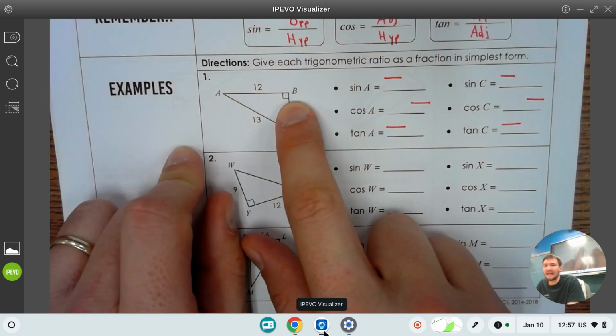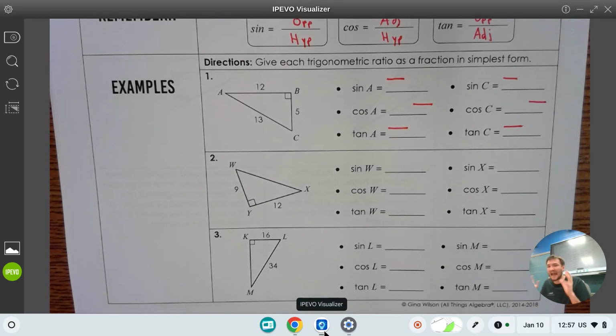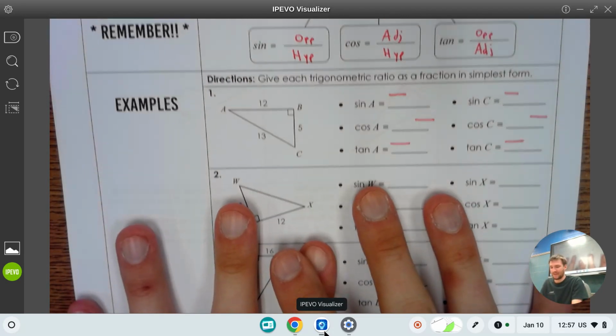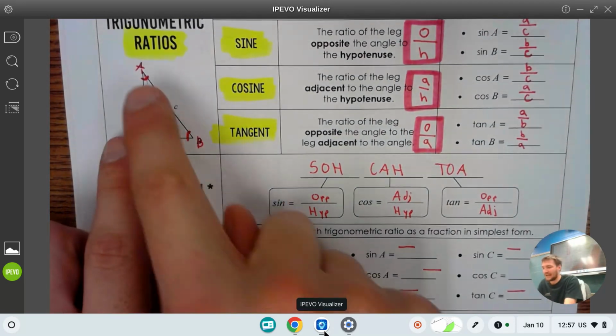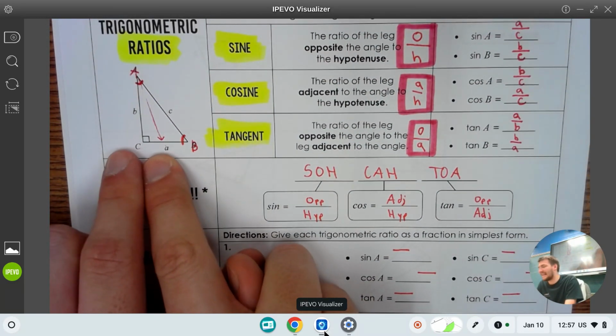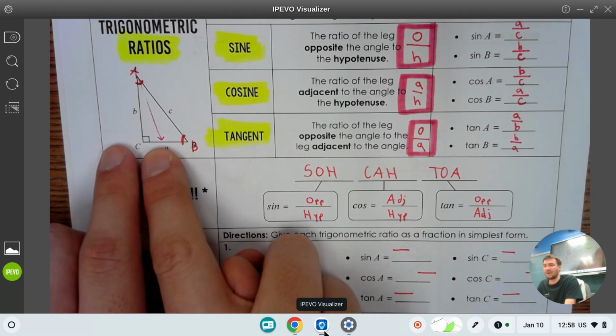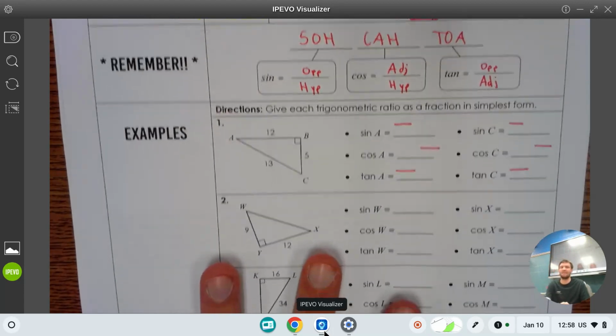B is the right angle. You're never going to be standing at the right angle. If you think about what we did for this question, it was angle A, angle B, angle C, and we never talked about sine of C because C is the right angle. We're never going to be positioned at that right angle.